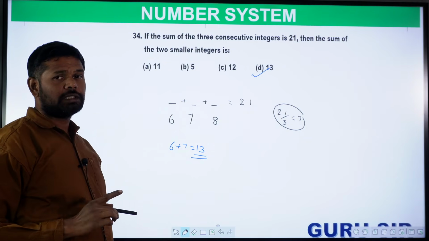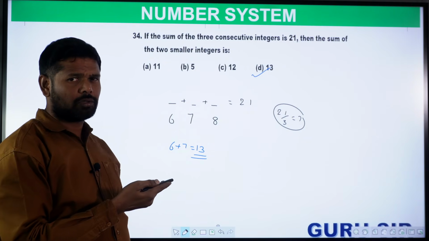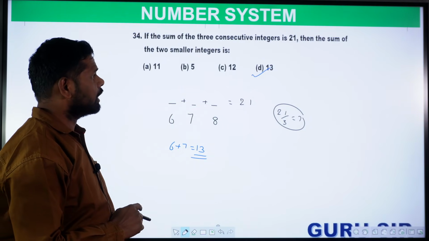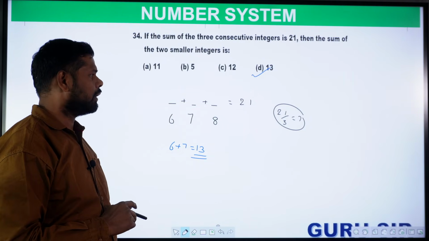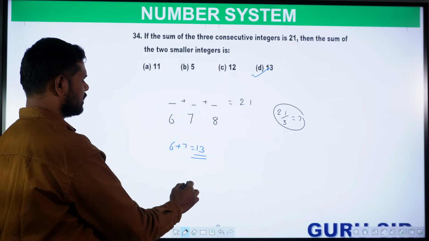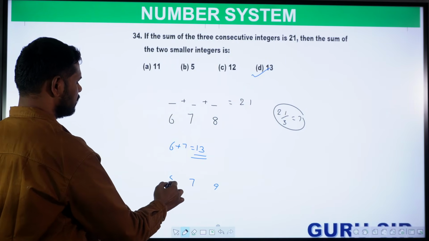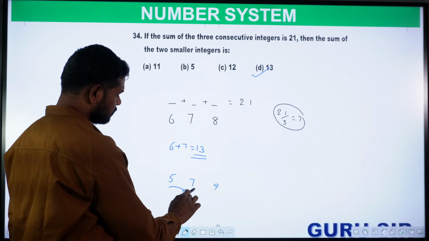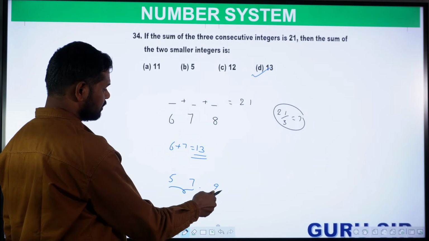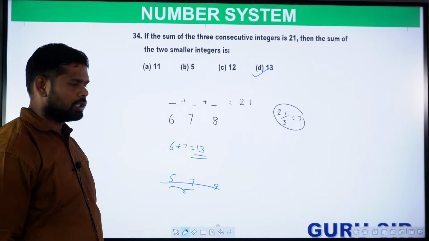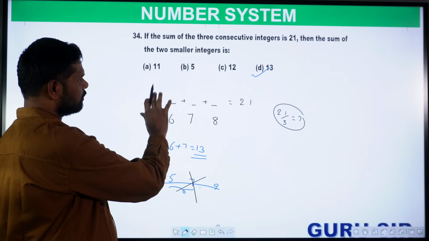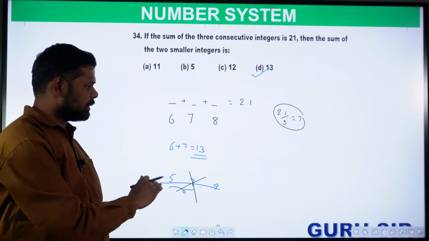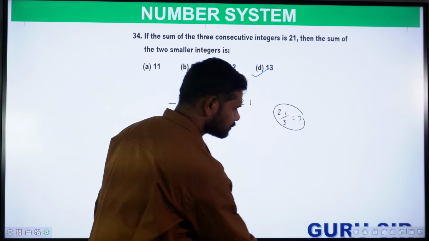Be careful. Consecutive integers means consecutive numbers. If instead you take odd numbers, we also have an answer. 21 divided by 3 means 7, suppose it is 7, it is 9, it is 5. 5 plus 7 plus 9 is also 21. Sum of these two, 5 plus 7, 12, that is there in the option. Clear? So always be careful while assuming. Consecutive integers means consecutive numbers.